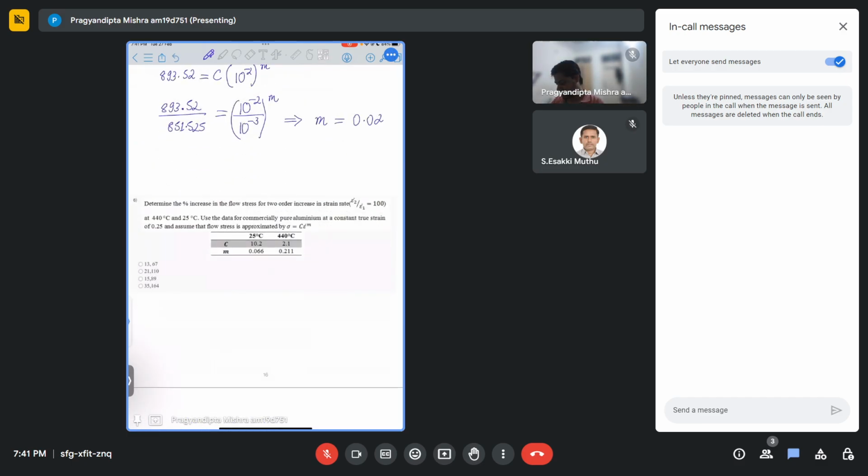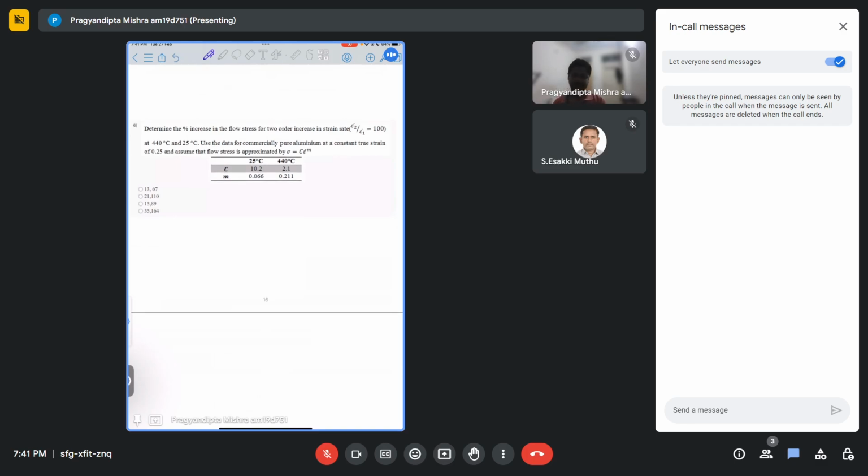Okay. Now let's go to the next question. Determine the percentage increase in flow stress for a 2 order increase in strain rate. That is, epsilon 2 dot divided by epsilon 1 dot becomes equal to 100. Okay, so you're changing by 2 orders.